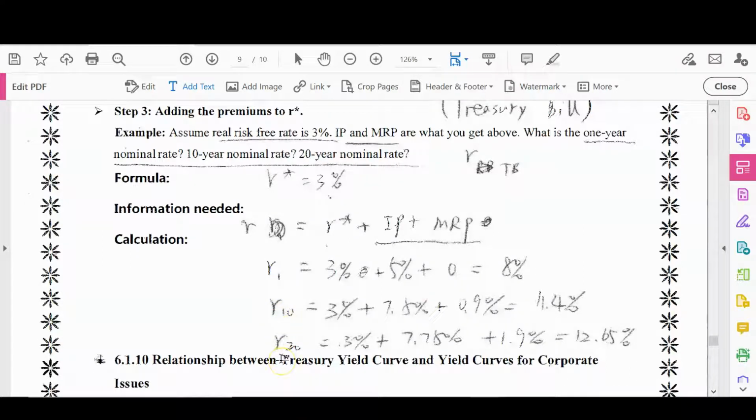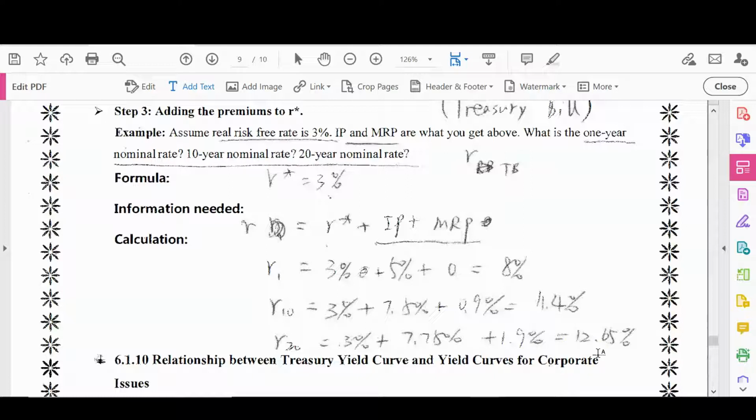Interest rate for a 20-year bond. We just need to use the real risk-free rate 3% plus IP 20, the inflation premium for 20 years. It's from step 1 and it's 7.75%. Plus MRP 20. From step 2, we know it's 1.9%. So the total interest rate for a 20-year bond is 12.65%.